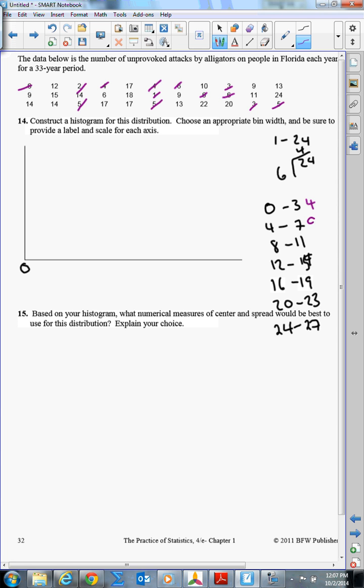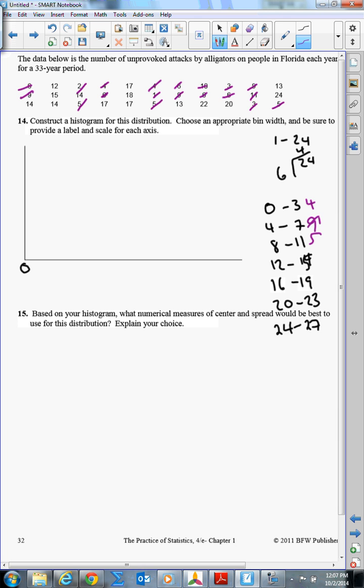Yikes, that's a big one. 8 to 11, I've got 1, 2, 3, 4, 5. 5 of these, and then I just saw that I missed that 6.